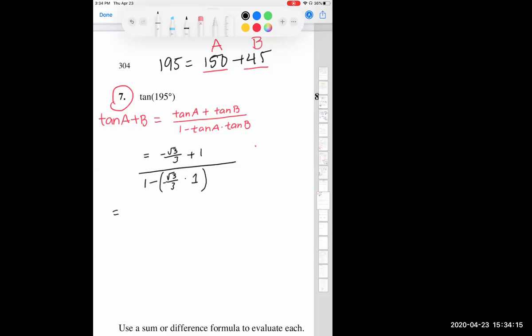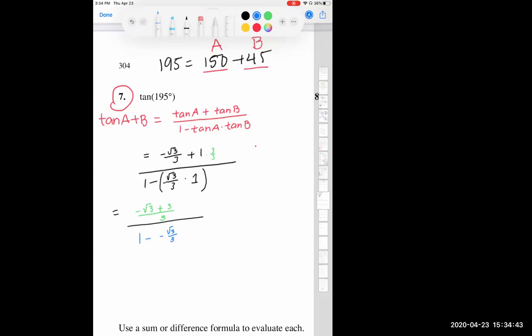Okay, so let's simplify our numerator. If we get a common denominator, we can multiply that by 3 over 3, and we're left with negative square root of 3 plus 3 all over 3, all of which is being divided by, now we need to clean up our denominator. I can multiply it by 1, which just makes a negative 3. So I have 1 minus negative square root of 3 over 3.